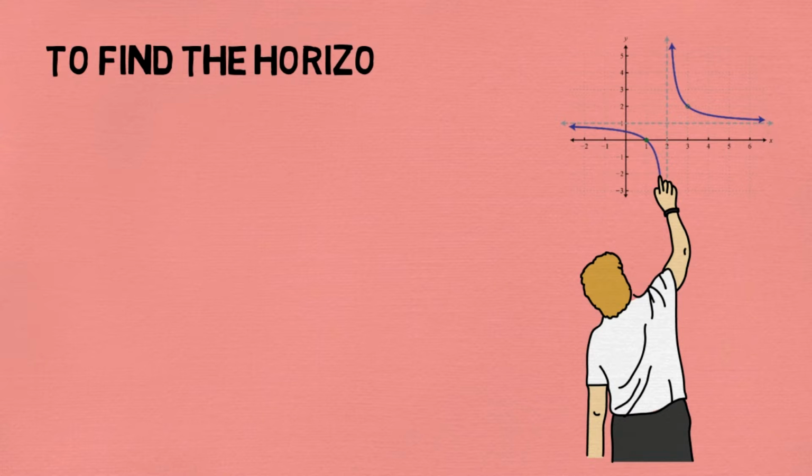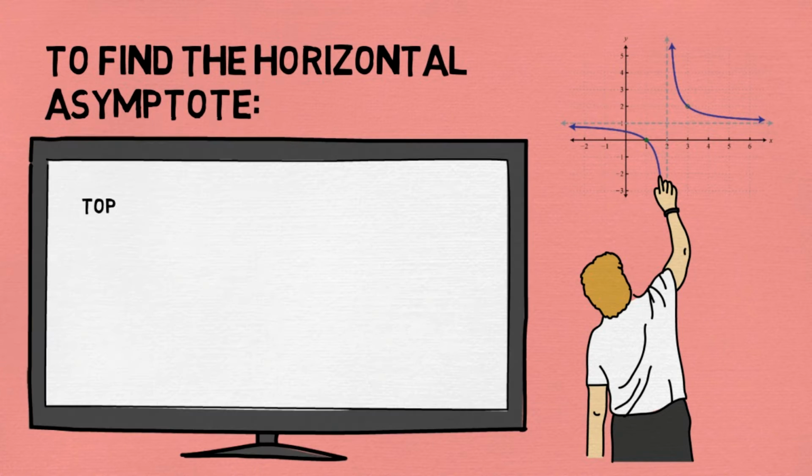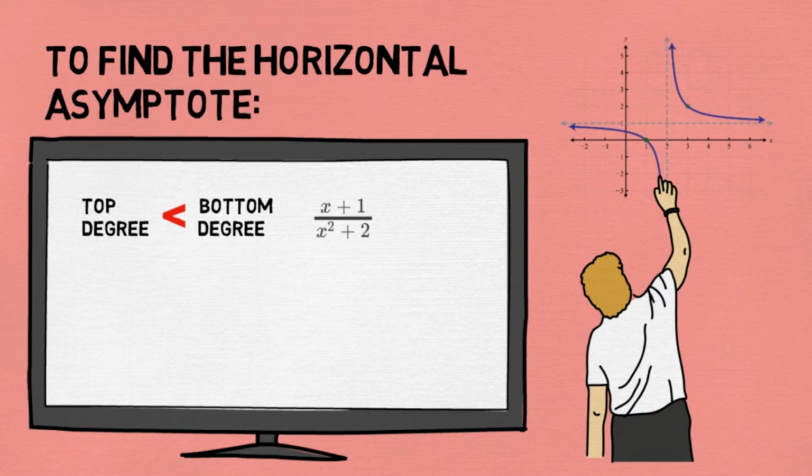To find the horizontal asymptotes, if the top degree is less than the bottom degree, for example, x plus 1 over x squared plus 2, the answer will be y equals 0, because every time the bottom degree is higher, y will always be equal to 0.